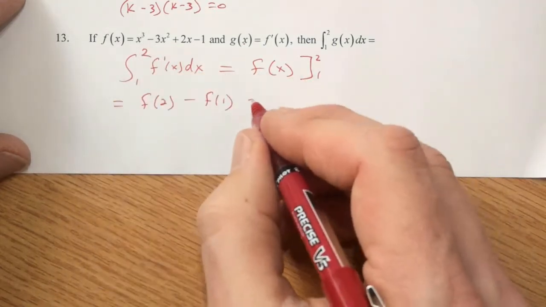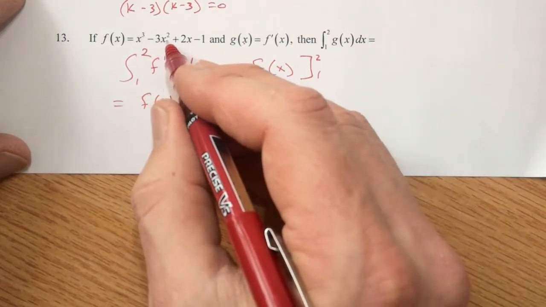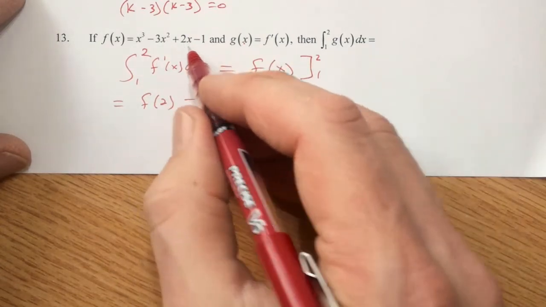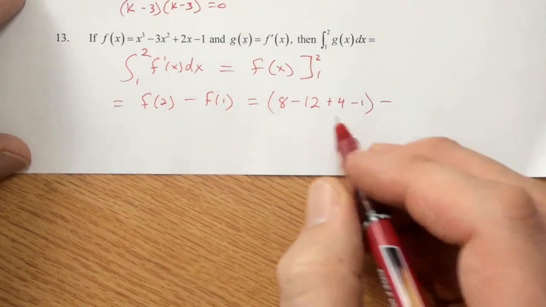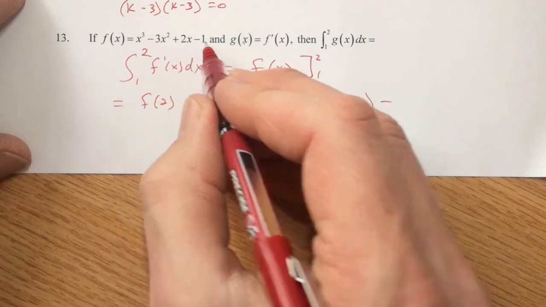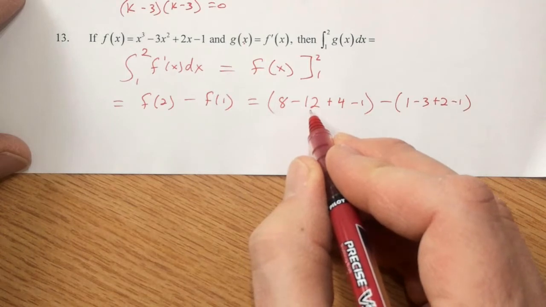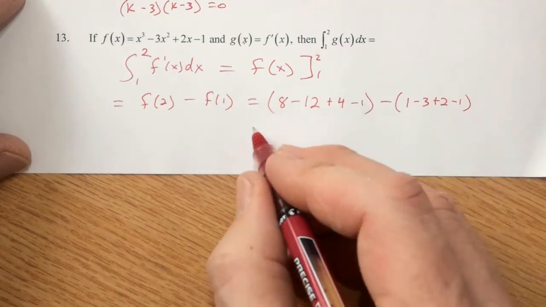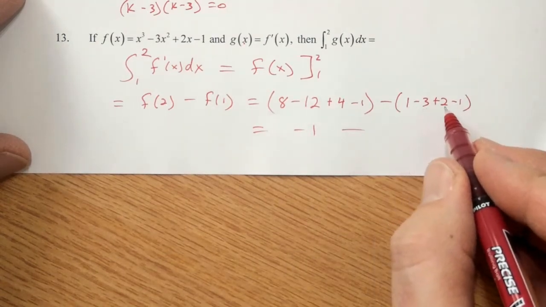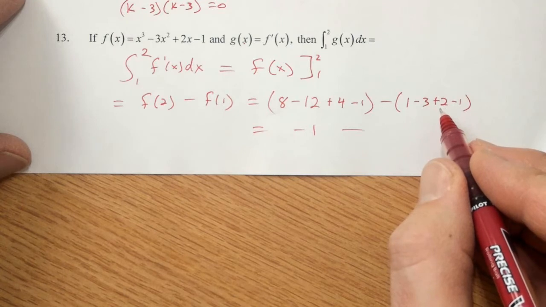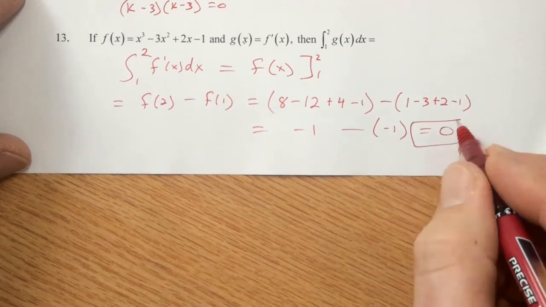When we plug 2 in up here, we have 2 cubed minus 3 times 2 squared. 2 squared is 4, tripled is 12, plus 2 times 2 minus 1. When we plug in 1, we're going to get 1 minus 3 plus 2 minus 1. 8 minus 12 is negative 4. Plus 4 is 0. Minus 1 is negative 1. 1 minus 3 is negative 2. Plus 2 is 0 minus 1. Negative 1 minus itself, this whole thing, is equal to 0.